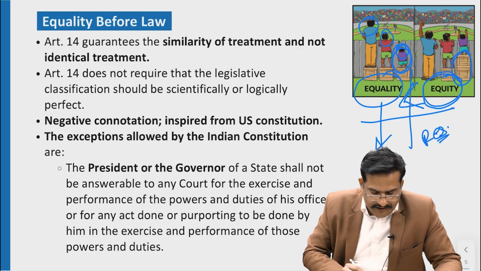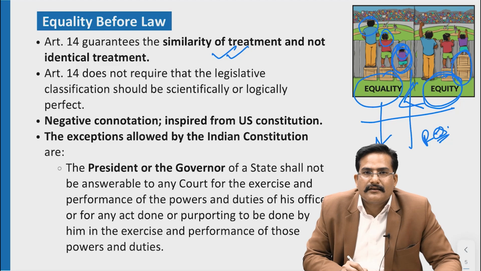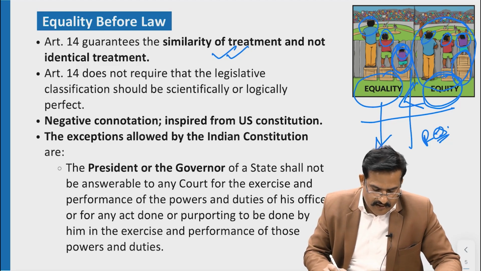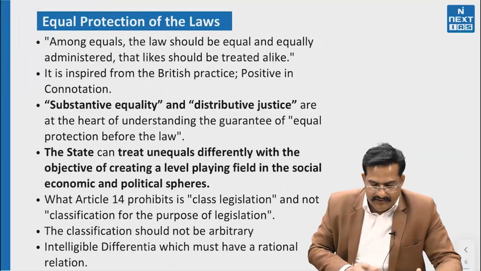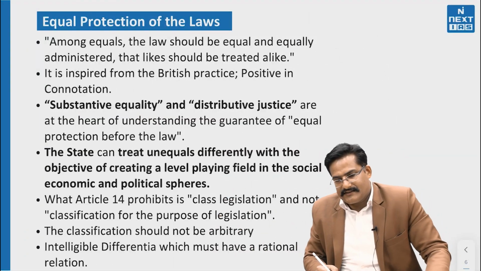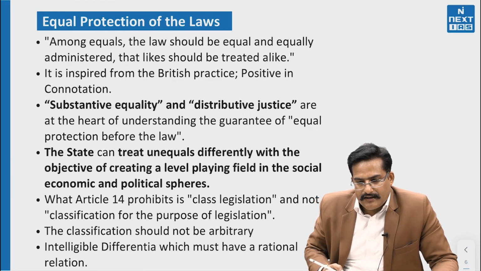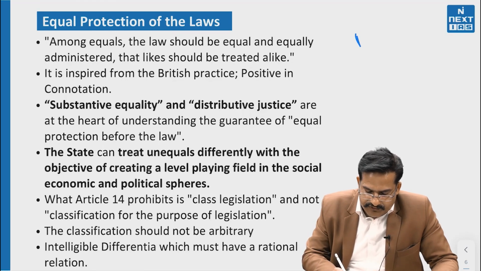So what article 14 guarantees? It is the similarity of the treatment and not identical treatment. Here it is the similarity of the treatment but not the identical treatment because the different people are given the different footing, right? That is the basic idea behind the equity concept, right? So why we are discussing this right to equity? Because this right to equity and the interpretation of it is inspired from the case of Bengal.